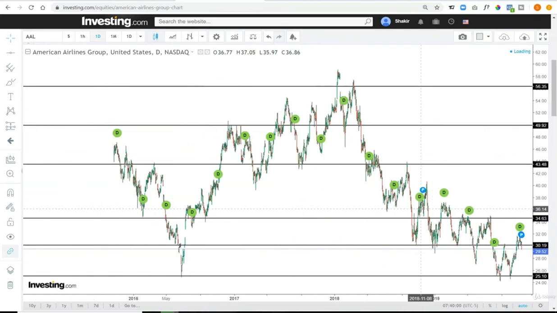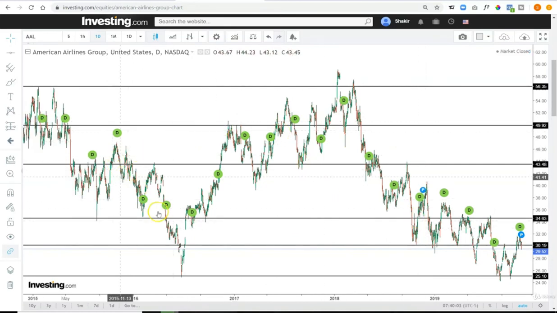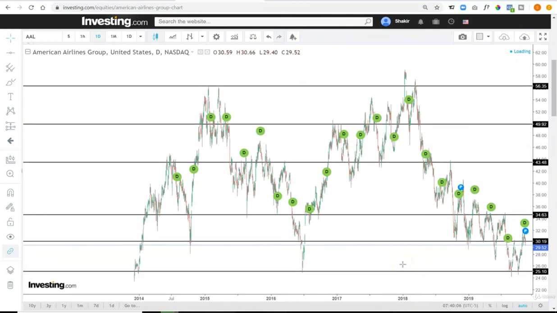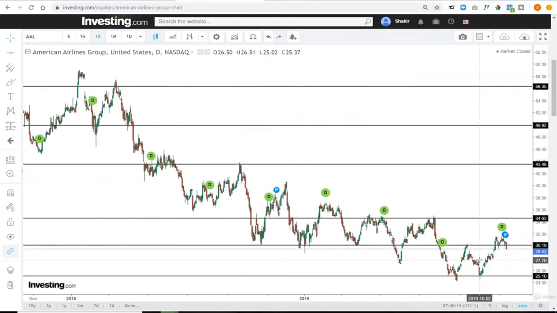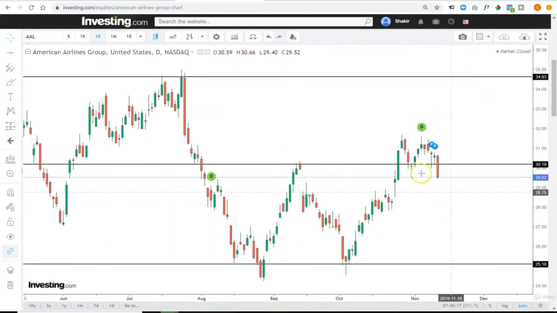Now we can zoom out and we can see that there are so many levels of support and resistance that we've placed, and this is basically how we can use this information to make our trades in the near future. So now if you go back to the very beginning of this video, we have no idea whether we want to buy or we want to sell.